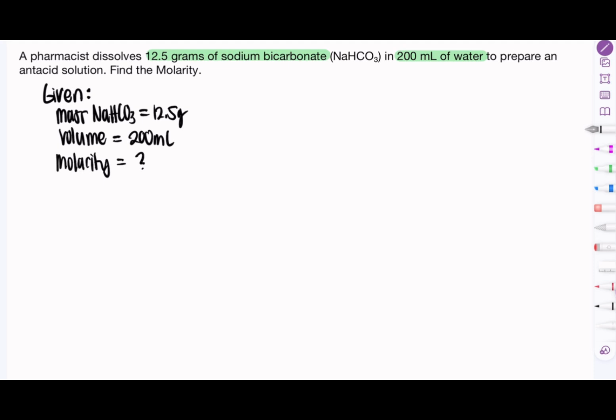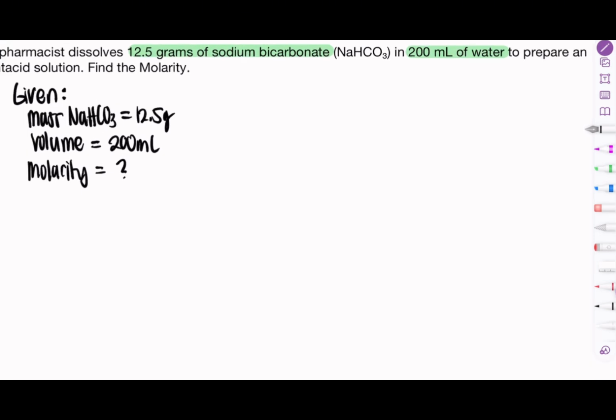Now, the next thing we need to do is to convert. Now, the question is, is there a need to convert? Yes, and it is the volume, because the volume, as given, is in milliliters, not in liters. So we should convert it. So 200 milliliters times 1 liter over 1000 milliliters, so that it will cancel out the milliliter unit. So it will be equal to 0.2 liters. Now, after converting the givens, as it will be used in the formula, the next step is to find the molecular weight of our solute, which is the sodium bicarbonate.